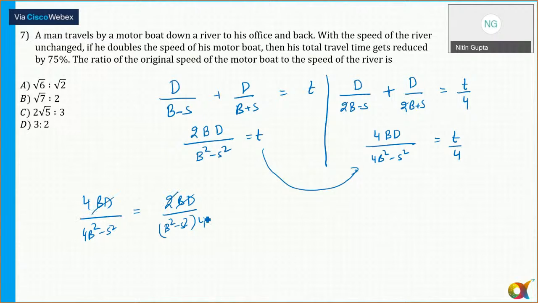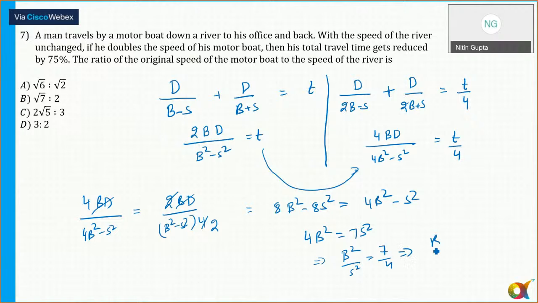And this 2 and this 2 will get cancelled too. So I'll get that is equal to what? 8 times B square minus 8 S square. It is equal to 4B square minus S square. So this will come out to be equal to 4 times S square. Okay. So from here, what will I get? That the value of B square is equal to 4, which means x is equal to 7 by 2. And that is the answer, which is option number B.